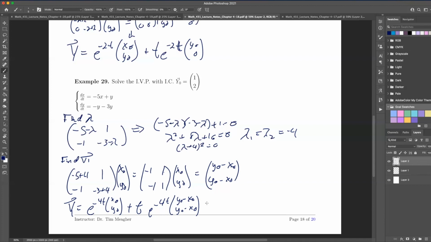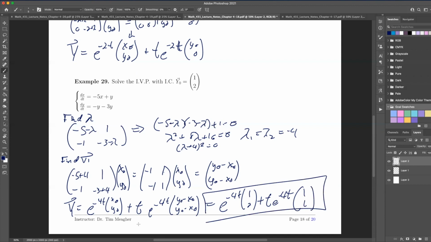Now we're going to plug in the initial conditions, and I want to show you how amazingly easy this is. So we're going to do the initial conditions. In this case, it's e to the minus 4t, x naught is 1, y naught is 2, plus t e to the minus 4t, y naught is 2 minus x naught is 1, y naught is 2 minus x naught is 1. There. I have solved for my initial conditions. So it literally could not be easier.